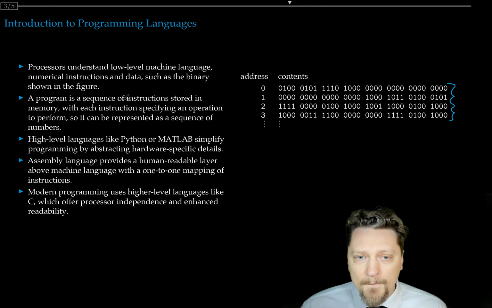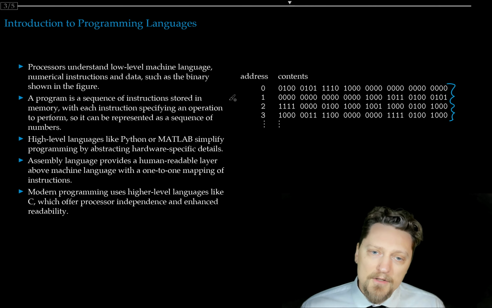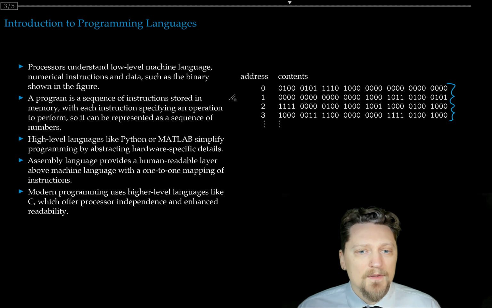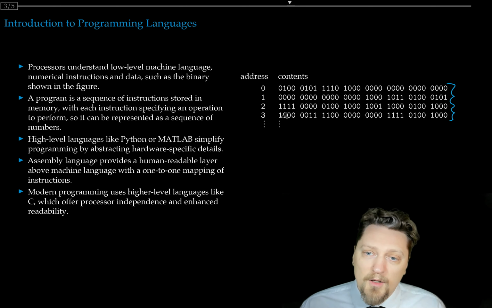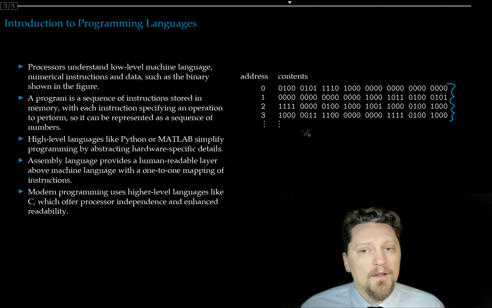A program is a sequence of instructions stored in memory, with each instruction specifying an operation to perform, so it can be represented as a sequence of numbers. So this we could be looking at right here, a program, a sequence of instructions.